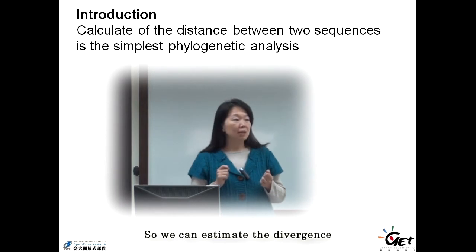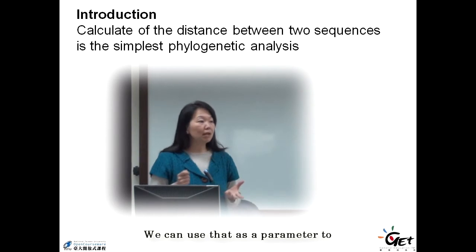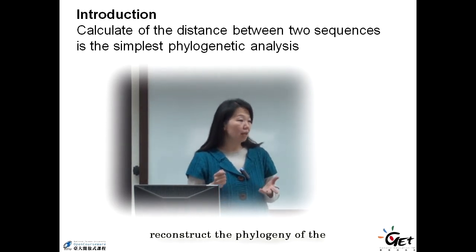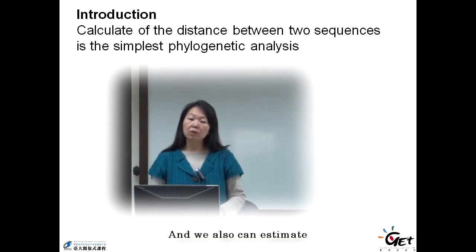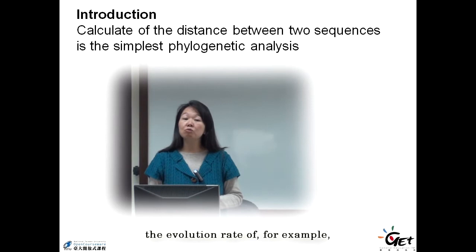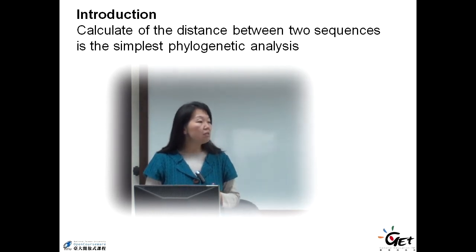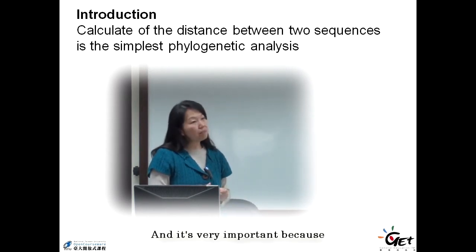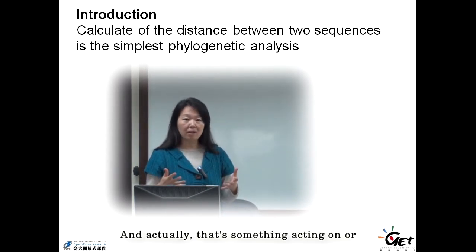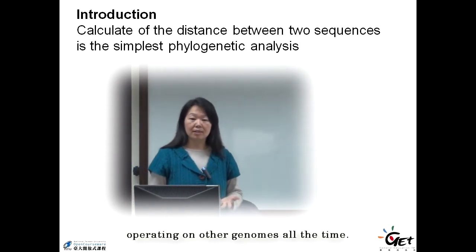We can estimate the divergence between two sequences. We can use that as a parameter to reconstruct the phylogeny of a given group of organisms. We can also estimate the evolutionary rate of, for example, members in the same gene family. So we do a lot of things using this sequence information. It's very important because that's something we start with, and actually that's something operating in our genome all the time.